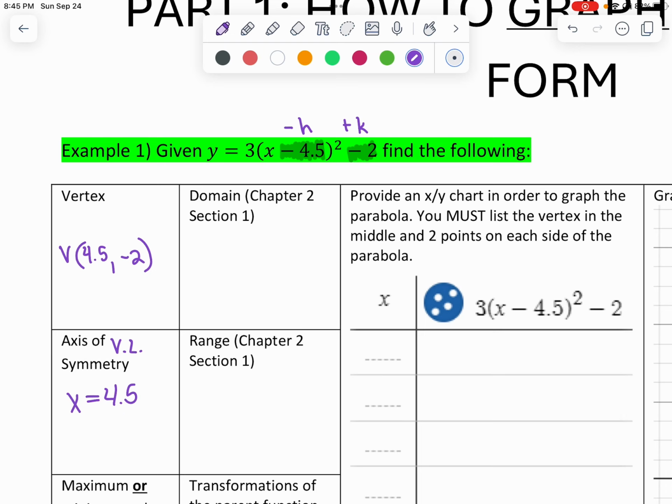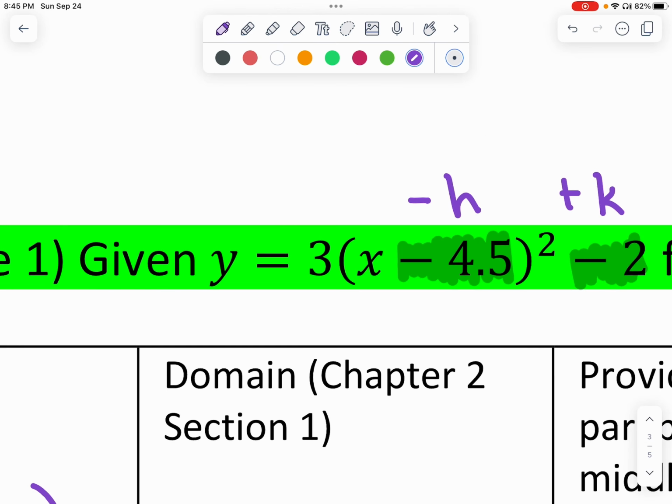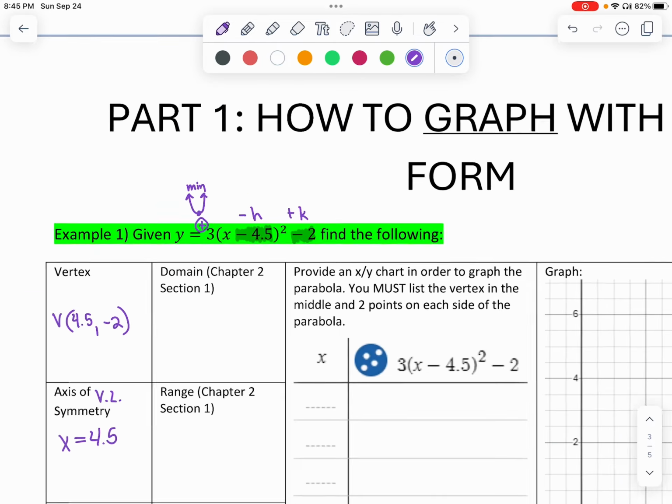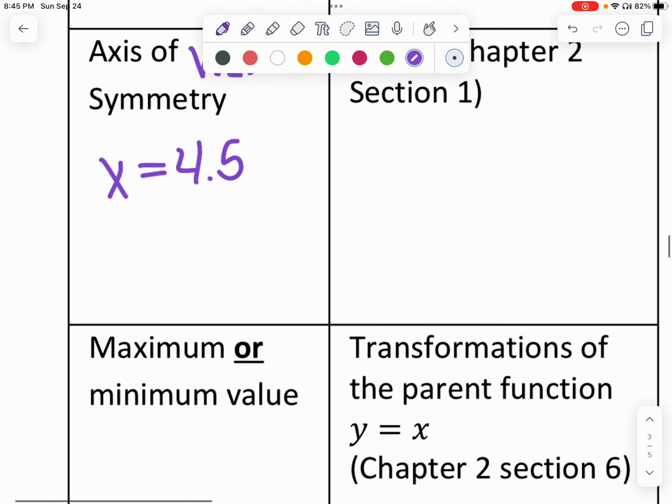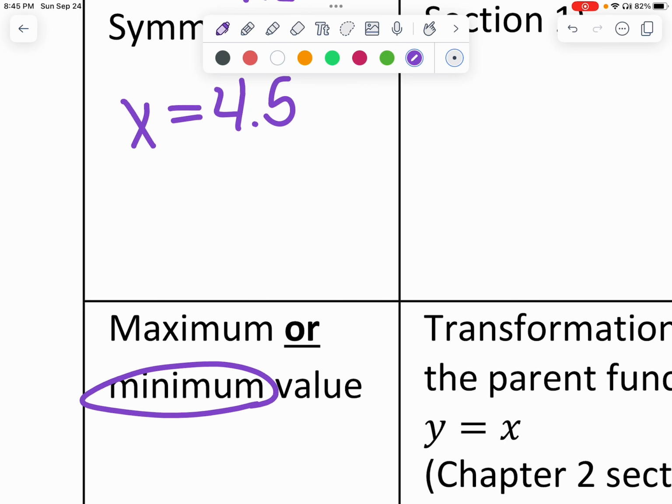Now this one, because it's positive up front, I'm going to go ahead and put a big fat plus sign here. Because it's positive, it's going to open like this. So it will have a minimum. In other words, it will have a bottom. Now, if you don't know what that is, that's okay. I'll show you on the graph, okay? So I'm going to put an asterisk here to remind you visually why it's a minimum.